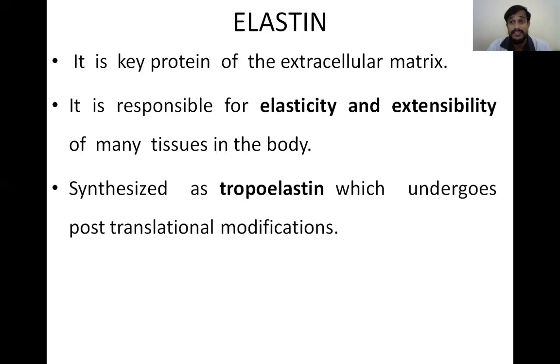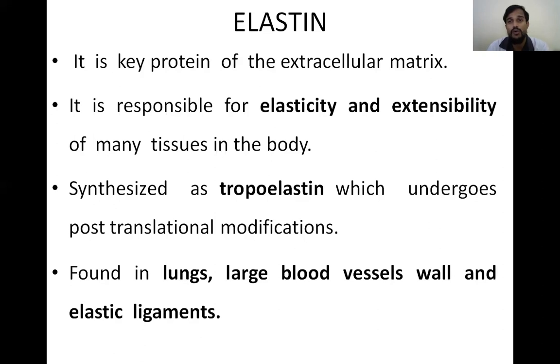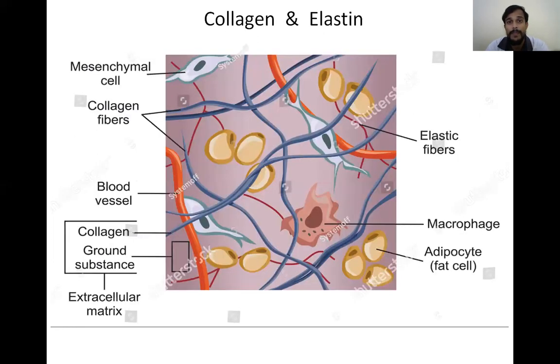And this elastin is synthesized as tropoelastin, which undergoes post-translational modifications to form the complete elastin fibers. And these elastins are more commonly present in the areas where stretchability is necessary. They are found in lungs, large blood vessel walls, and elastic ligaments, where the elasticity is necessary for performing different functions in the body. And in this picture, you can see the elastin and collagen present in the extracellular matrix. And in between, you can see the cells also. Clear?